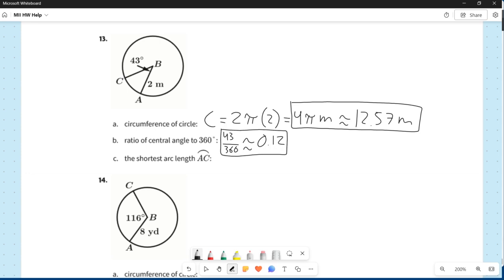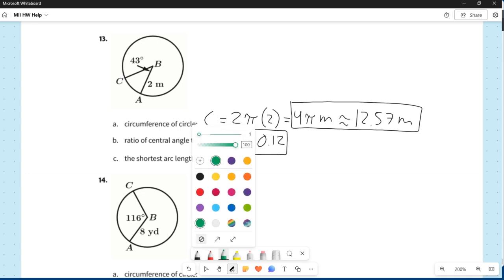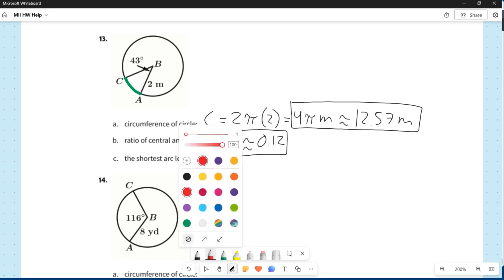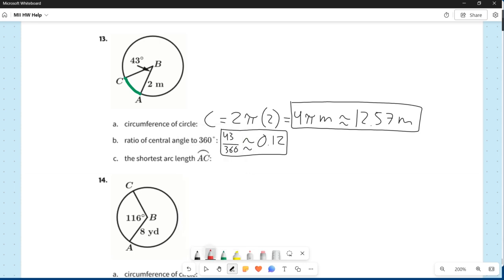Part C says the shortest arc length AC. Just to see this visually, when they talked about the major and the minor arc, the minor arc is this piece right here. That's AC. The major arc, which is not what we want, but you might see it in the future, goes in the other direction. So the minor arc is the smaller one, and the major arc is the bigger one.